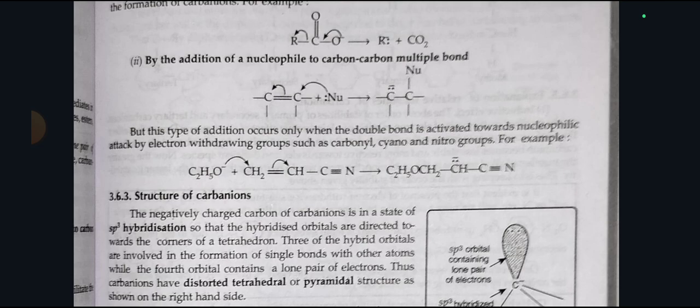Second, by the addition of a nucleophile to a carbon-carbon multiple bond: C=C plus Nu− (nucleophile) gives Nu–C–C−. But this type of addition occurs only when the double bond is activated towards nucleophilic attack by an electron withdrawing group such as carbonyl, cyano and nitro groups. For example, C2H5O− plus CH2=CH–C≡N gives C2H5O–CH2–CH−–C≡N.